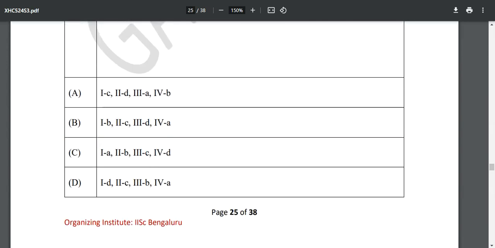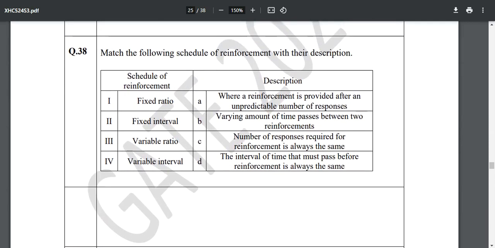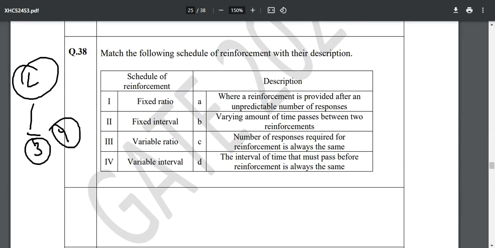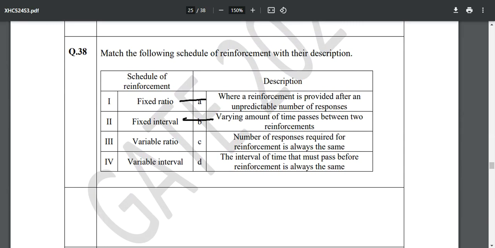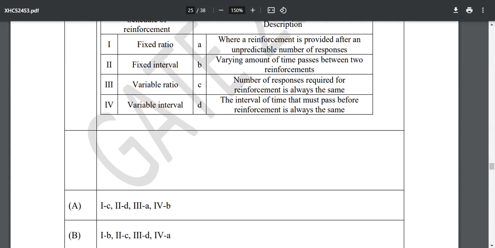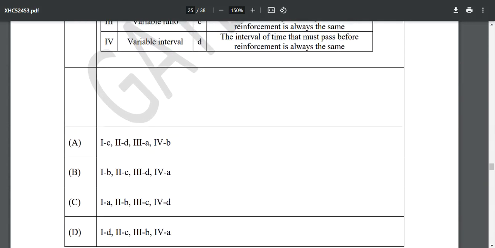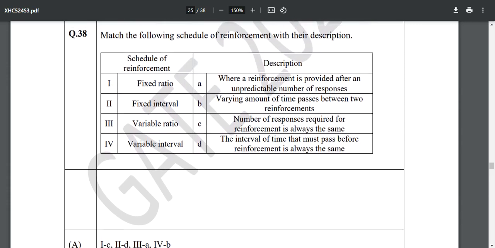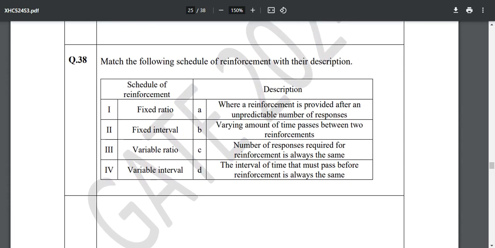Moving ahead, question number 38. Again, match the following. All right, so you have three to four questions from learning only. Fixed ratio, fixed interval, variable ratio, variable interval. What would be the correct answer over here? Please comment down below. These are the options, and this is the question. We don't know, please help us out.